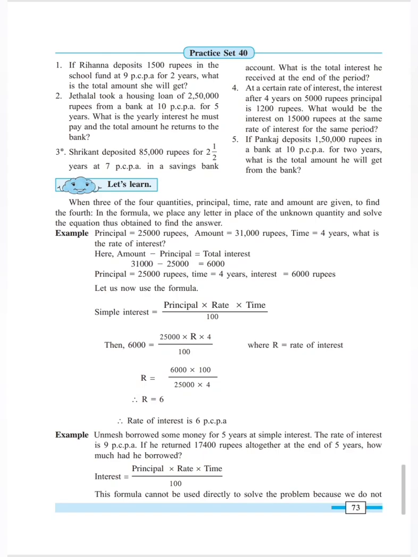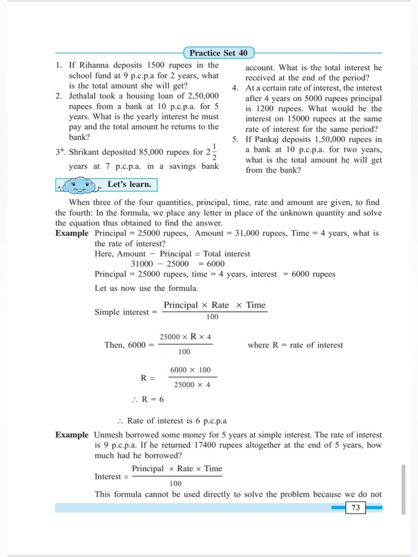Amount is equal to 31,000 rupees. Time is equal to 4 years. What is the rate of interest? Now, in this example, principal is given, amount is given and time is given. We are asked to find out the rate of interest.